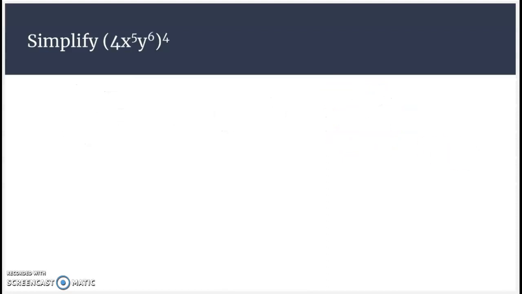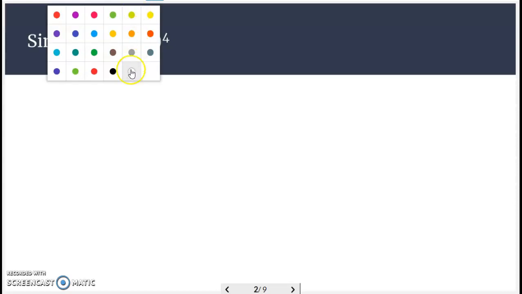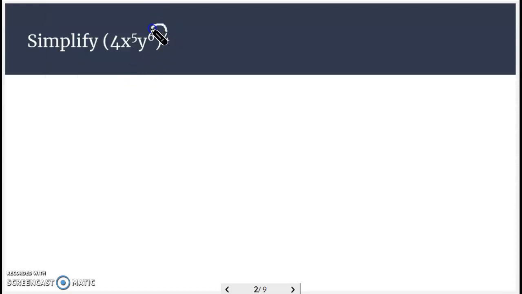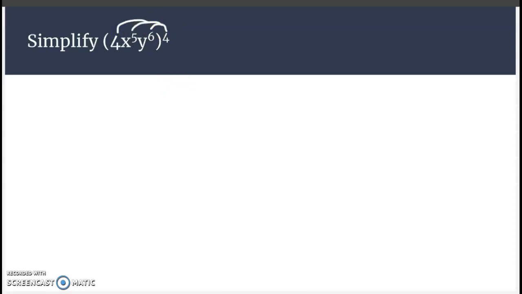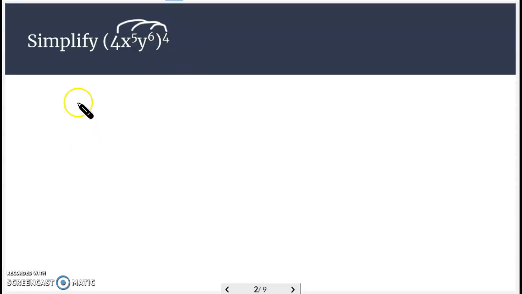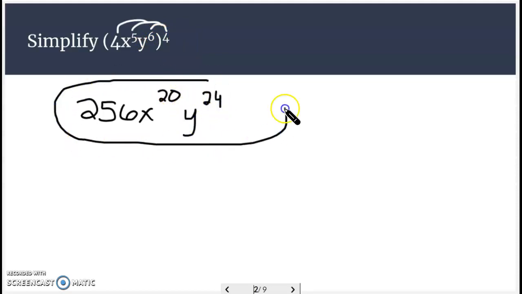Let's look at another one here. Here we have power of a power with a coefficient. So this 4 is going to get multiplied to each of the exponents, and we're also going to raise 4 to the 4th here. 4 to the 4th, 4 times 4 times 4 times 4, we get 256. x to the 5th raised to the 4th is x to the 20th. y to the 6th to the 4th is y to the 24th power. And that's our final simplified answer.